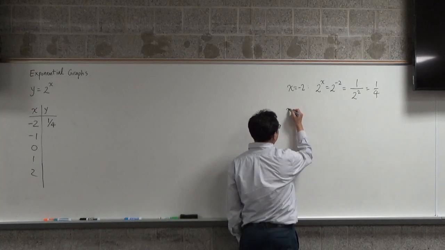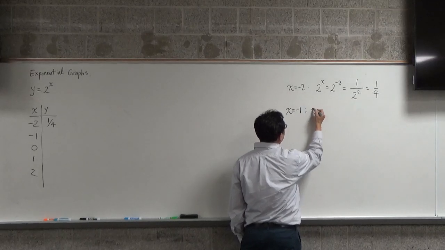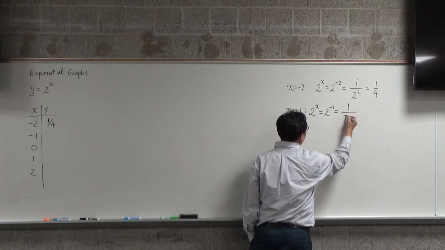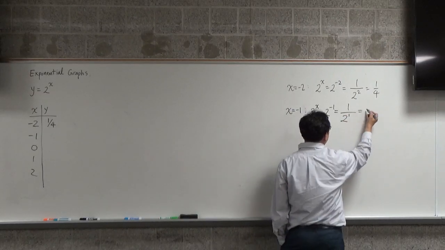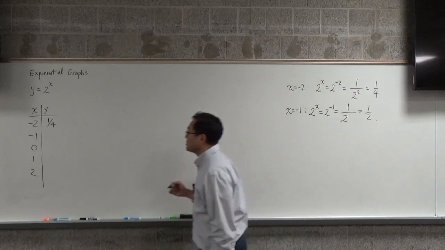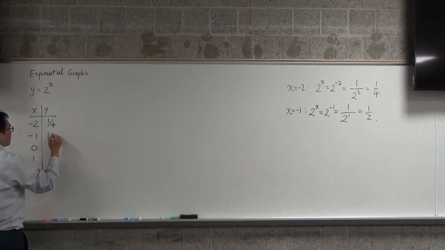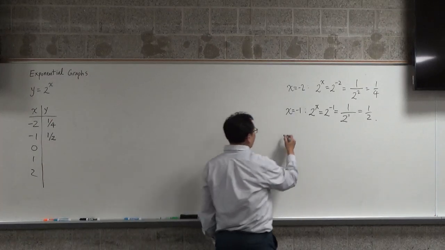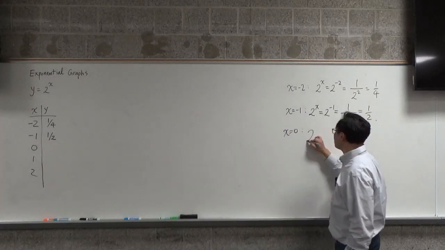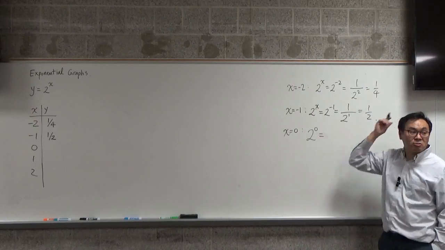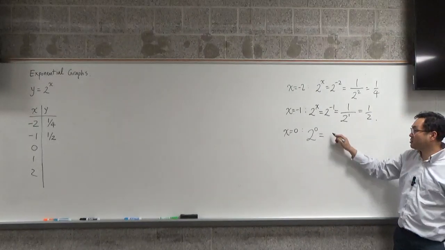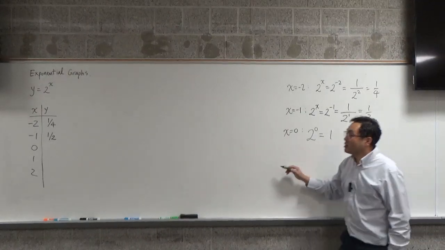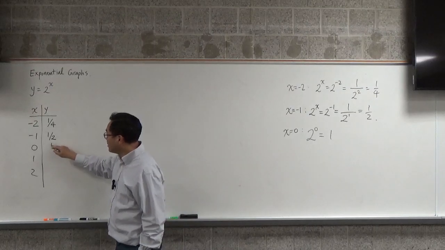Let's do the same thing here. X equals -1. That means 2 to the x will be 2 to the -1. That means 1 over 2 to the first power, which is 1/2. Okay, so we have 1/2 for this value. Okay, what about x equal to 0? That means you have 2 to the 0th power, right? Anything to the 0th power is 1. Yes. Yeah, anything to the 0th power is 1. Okay, yeah. All right, so this value is 1.